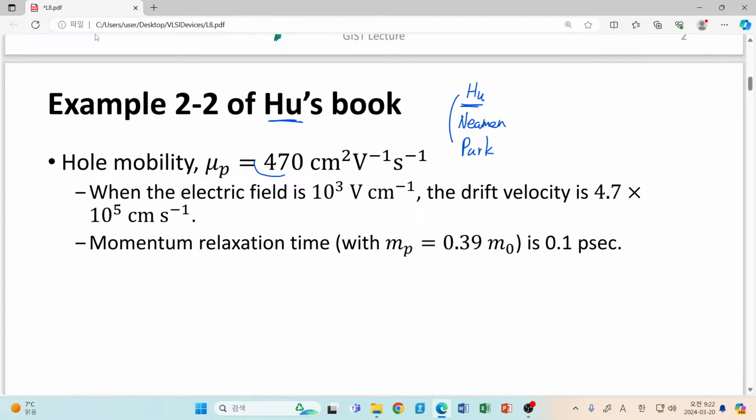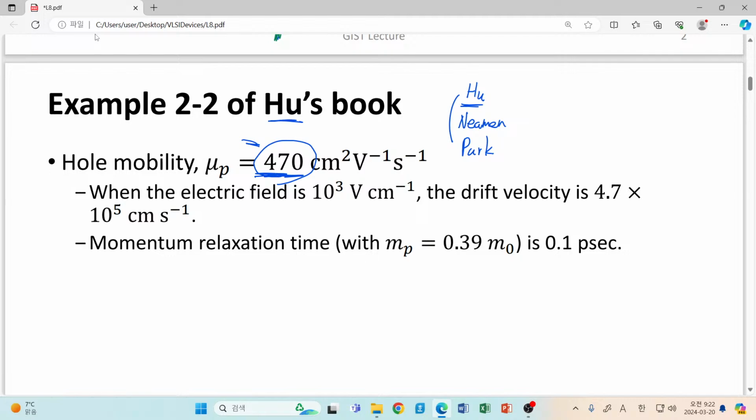Let's assume that you have hole mobility like 470 square centimeter per volt per second. When you see this number, you have to understand that in this example we are assuming the highest value we can imagine in the silicon valence band. So this is almost an unrealistic value, the theoretical maximum value we can imagine. Simply speaking, we are assuming a very good quality silicon sample.